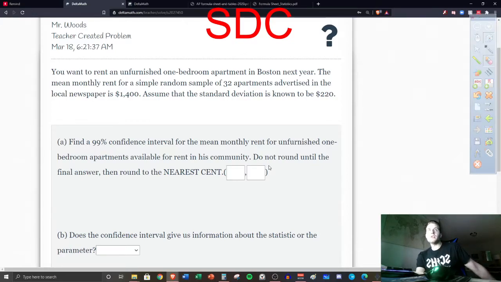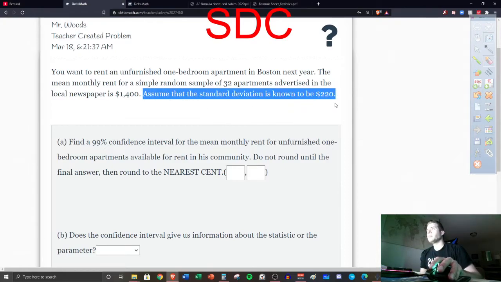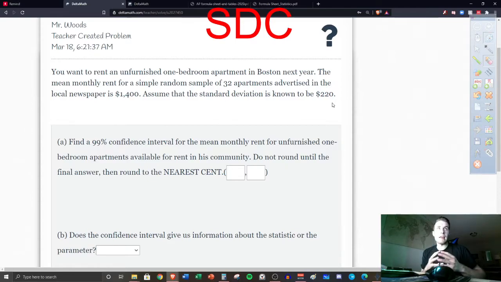Okay. So, is this X bar or P hat? Well, we know it's X bar because mean, right? So then we need to decide, do we know the standard deviation? Do we know sigma or do we not know sigma? So look here, it says assume that the standard deviation is known to be 220. Whenever you see it phrased like that, that is an indicator that this would be for the population, right? This isn't talking about the sample. If this period wasn't here, then we would say, okay, that would be part of that sample, right? But this is going to be sigma.